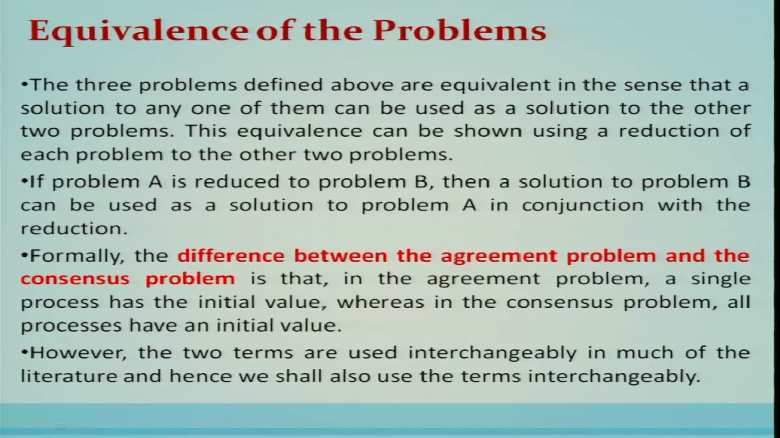Formally, the difference between agreement and consensus is that in the agreement problem a single process has the initial value, like in a Byzantine agreement, whereas in the consensus problem all the processes have initial values. However, they are equivalent. That means if you know how to solve the Byzantine agreement problem, then the solution of that problem can be used to solve the consensus problem and the interactive consistency problem.